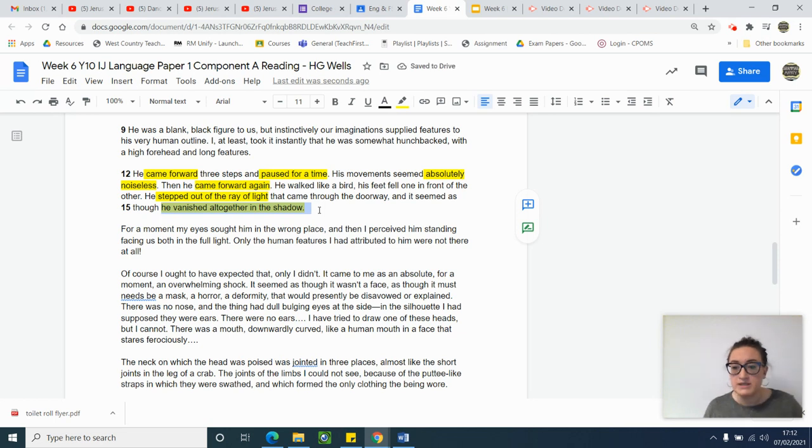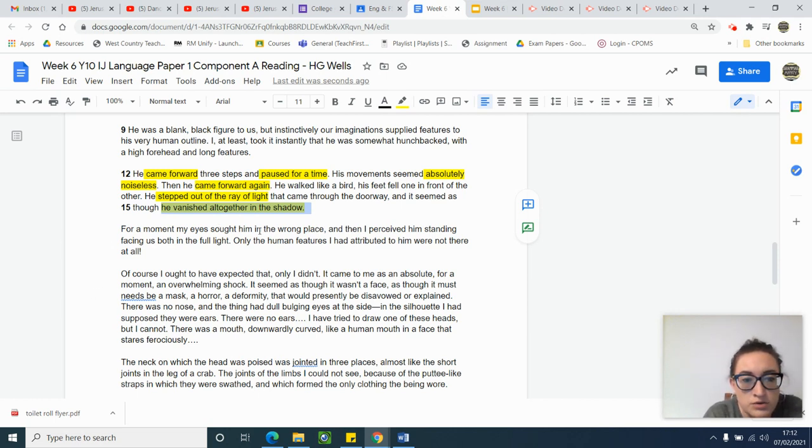Why? How? Be specific. It's tense when he steps out of the ray of light because there's even less light on him. So he's being presented as even darker and even less likely to be able to work out what he's thinking and going to do. And it says he vanished altogether in the shadow. Again, this seems unpredictable. Like they're not sure what angle he might come from, or they can't try and monitor or observe him for his actions.